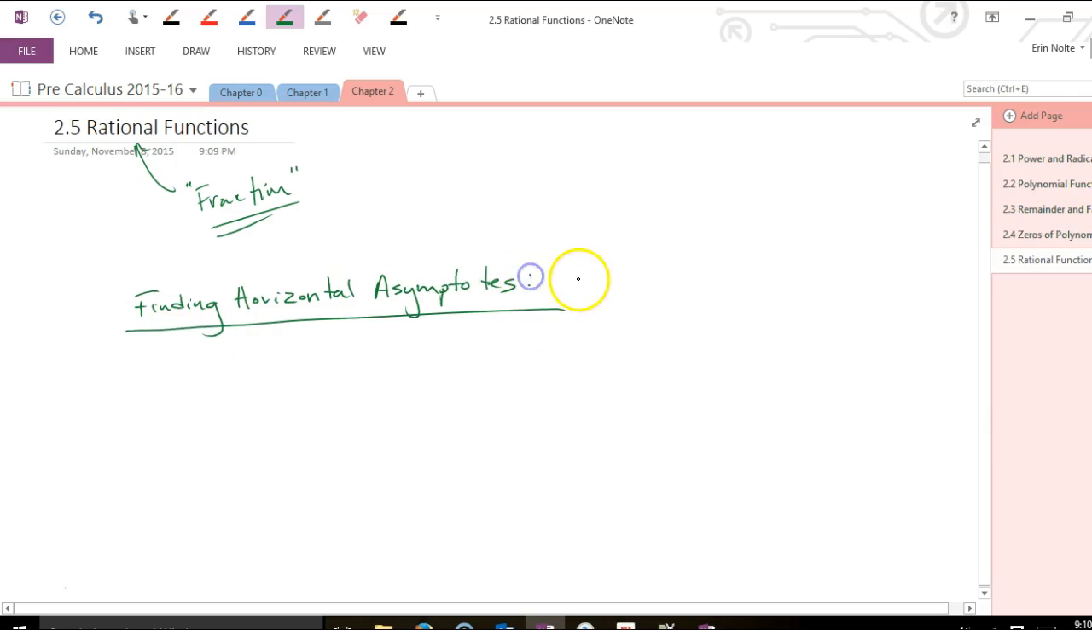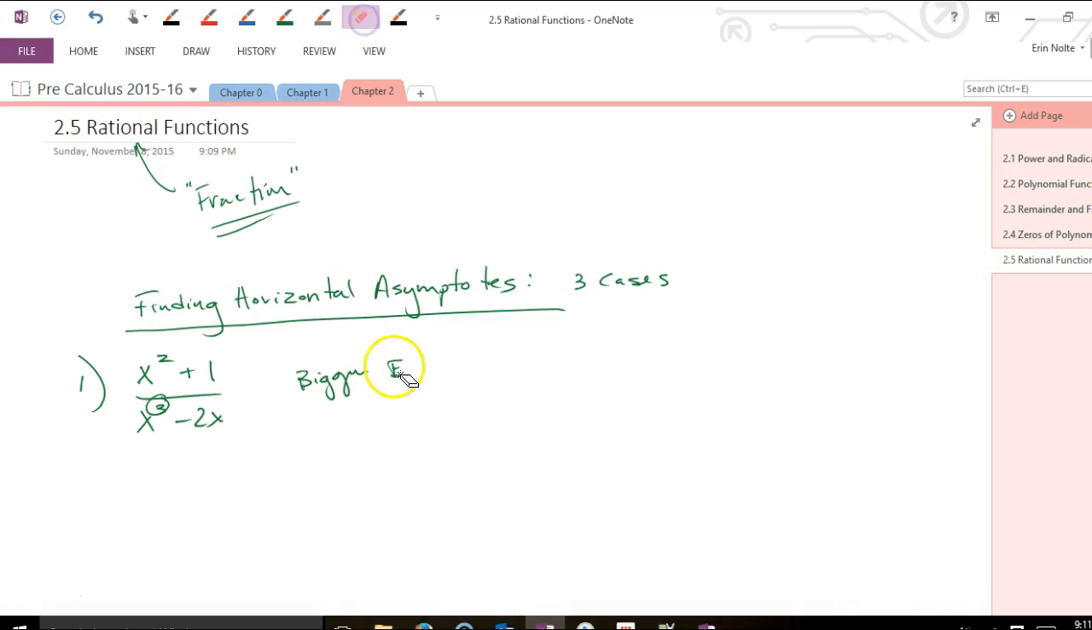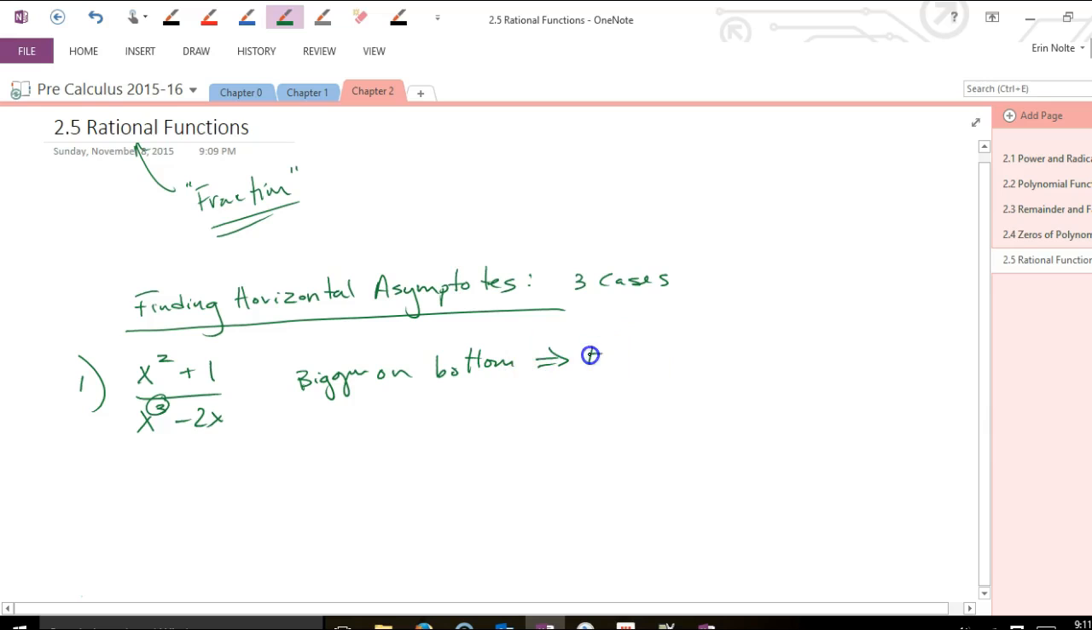Horizontal asymptotes, there are 3 cases. You remember the scenario where you're looking at the biggest exponent. So if you have something like x squared plus 1 over x cubed minus 2x, when the bigger exponent is on the bottom, I'm going to say bigger on bottom. What does that imply? That implies you have a horizontal asymptote at y equals 0. There'll always be one at 0 when it's bigger on the bottom.